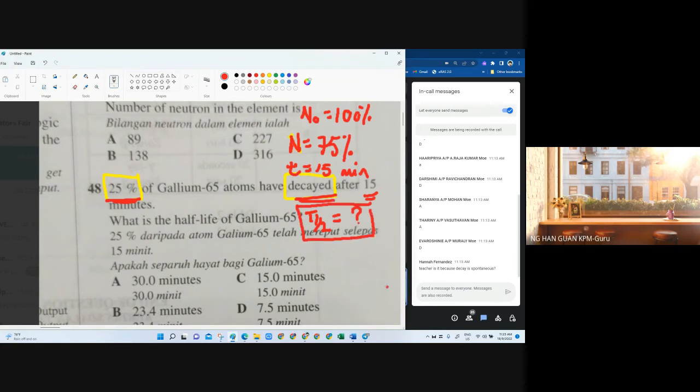So we substitute into the equation. You get 75% equal to 1 over 2 power n, multiplied by 100%. Apply the formula. So now with this formula, try to find out what is the actual half-life for this question?